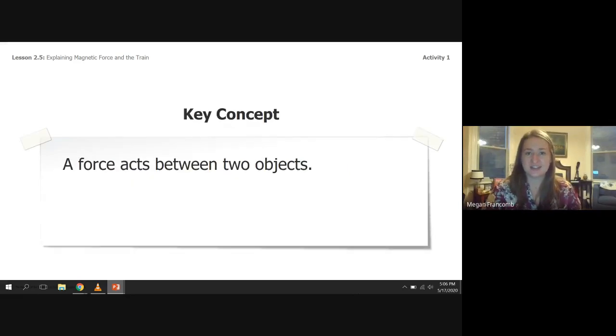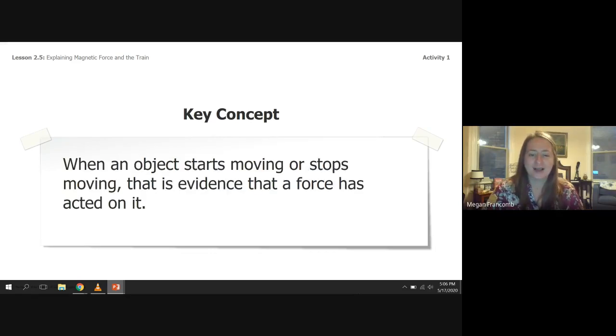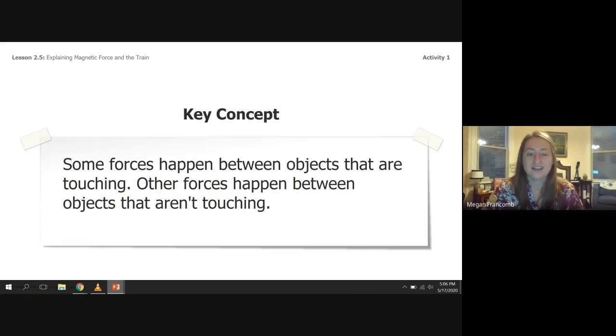Some key concepts to keep in mind when you are explaining why the train is able to rise. A force acts between two objects. When an object starts moving or stops moving, that is evidence that a force has acted on it. Some forces happen between objects that are touching. Other forces happen between objects that aren't touching. So remember, that's touching and non-touching forces.